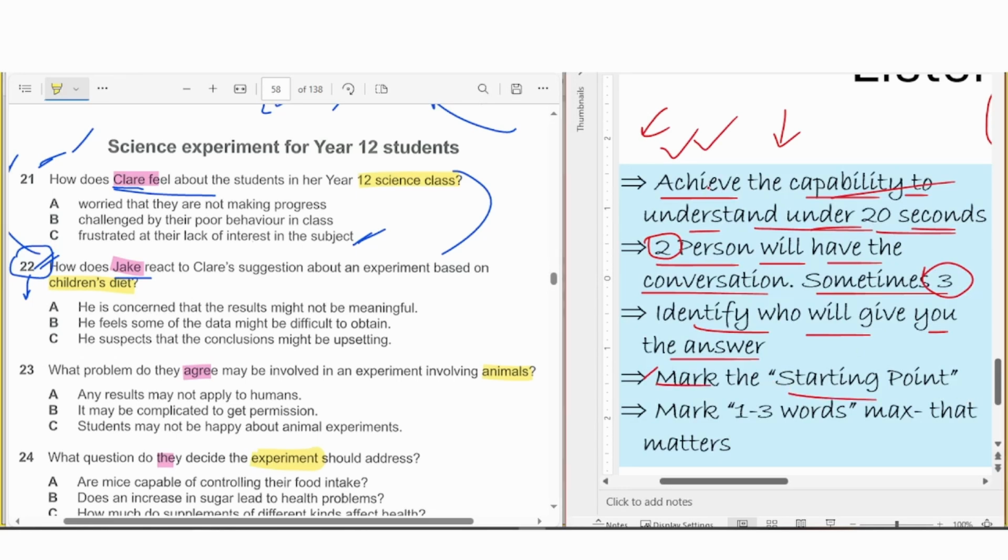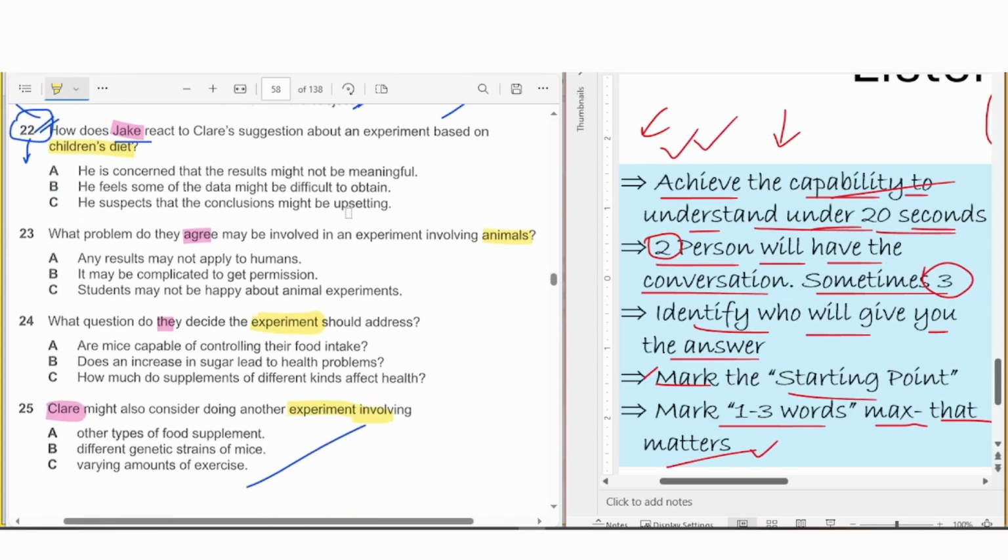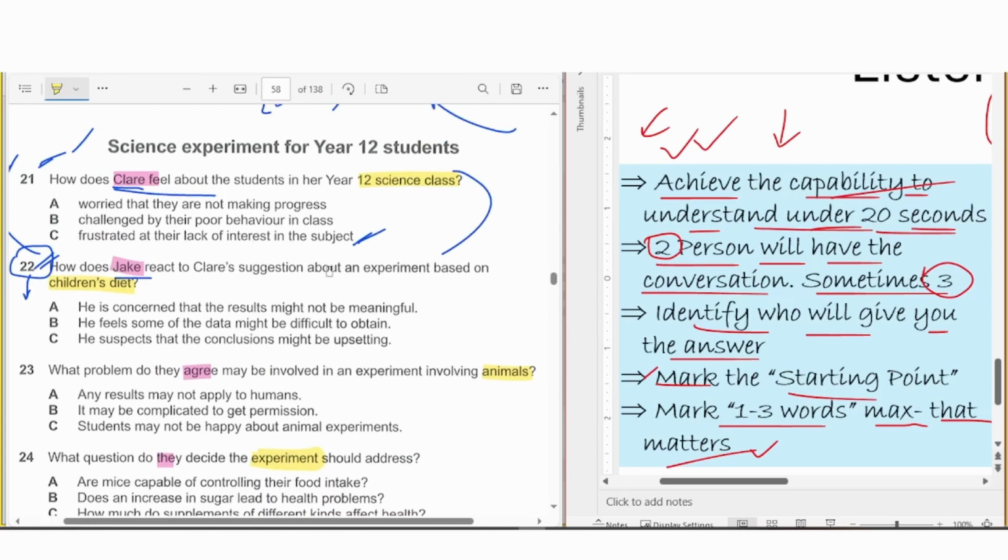That's your fourth job. Finally, mark 1 to 3 words maximum, and mark those words that really matter to you. Don't mark all the words. It's very important because, as a human brain, you cannot read everything and remember everything. The problem students face is they generally try to remember everything, they also try to match everything. You don't want to do that. You don't want to match everything.